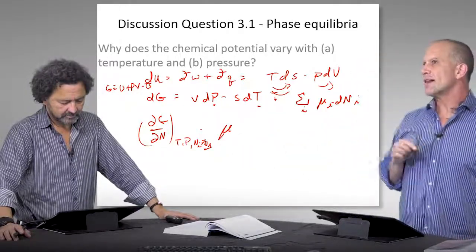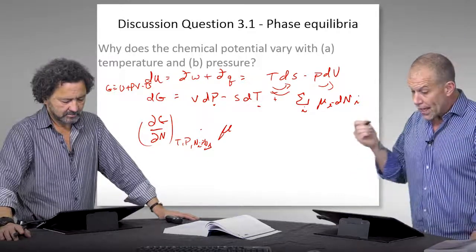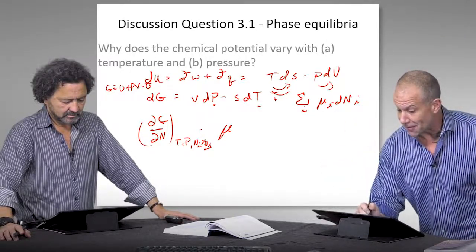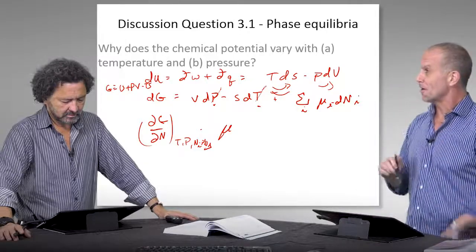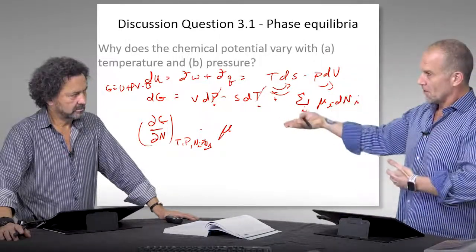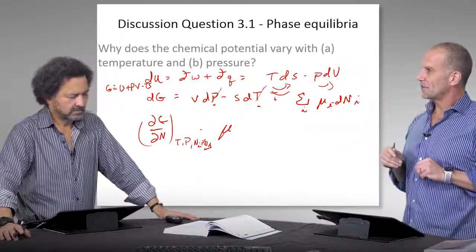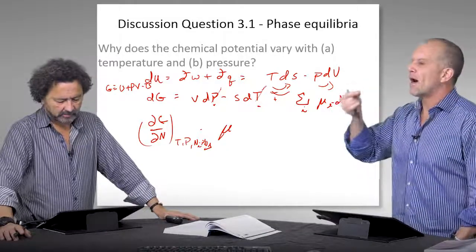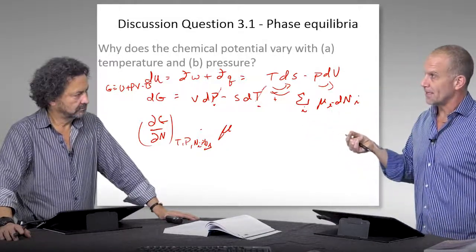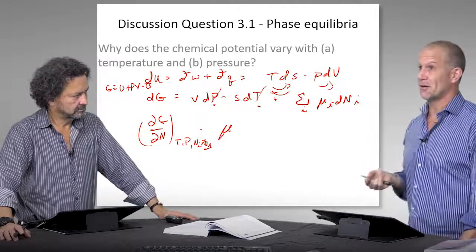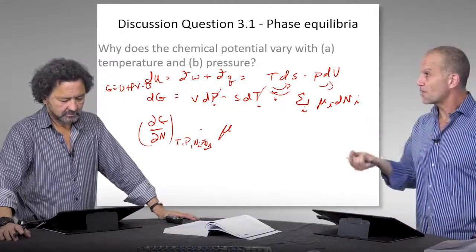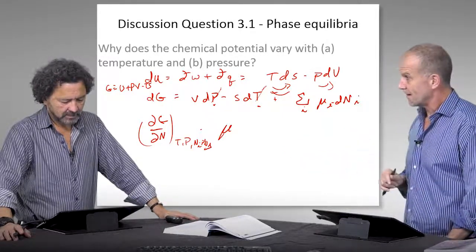And that's why I really like this question. What I just stated was that at constant pressure and temperature, the molar free energy is the chemical potential. And now it's asking, aren't these chemical potentials temperature and pressure dependent? Don't they vary with them? And of course they do.